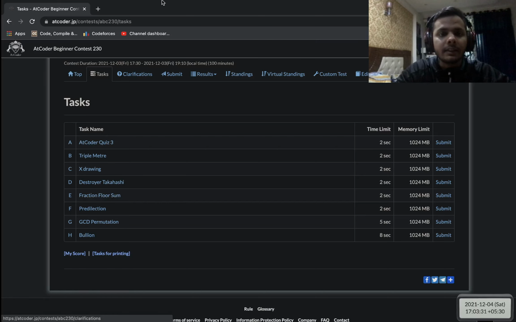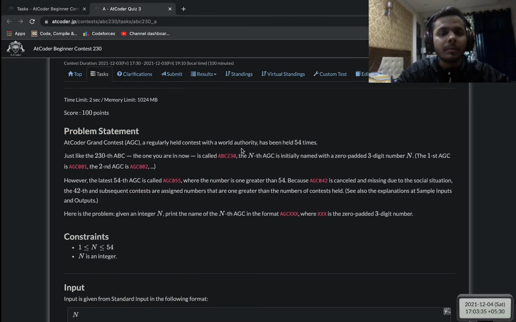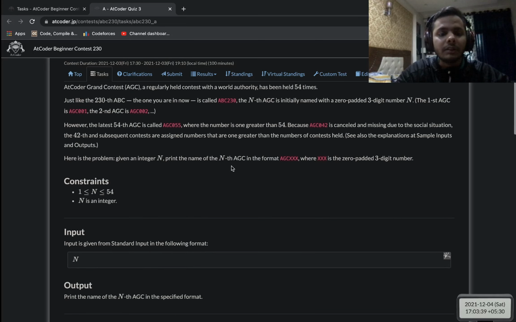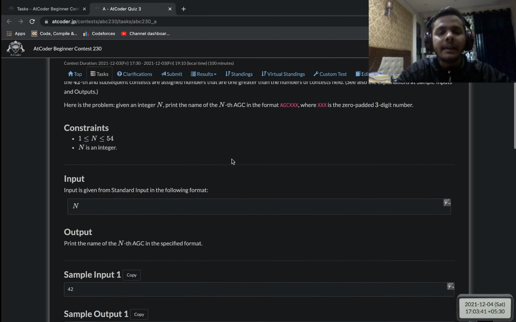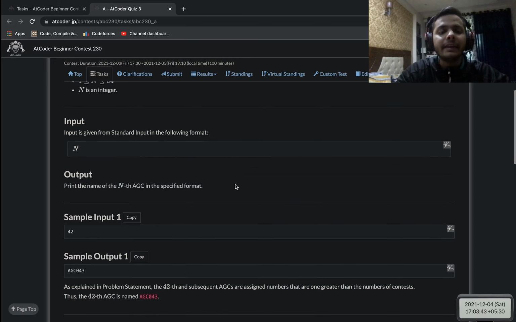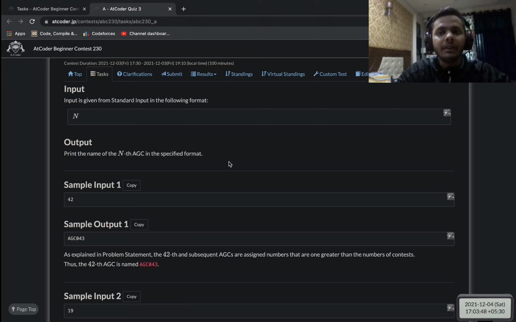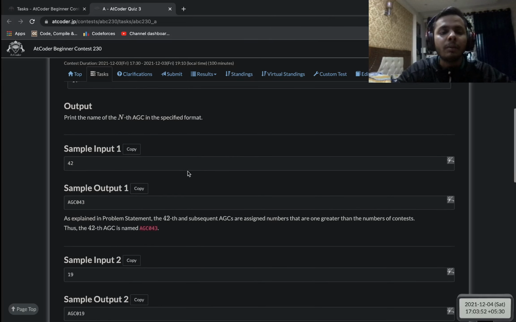So yeah, let's get started with problem A. I'll be skimming through the first three problems since they are really easy. So in this problem, we have been given a number n, and essentially what we have to do is, if n is greater than or equal to 42, then we have to increment it by 1. Otherwise we don't have to increment it, and we need to simply output the string AGC, and after that we need to output n in 3 digits.